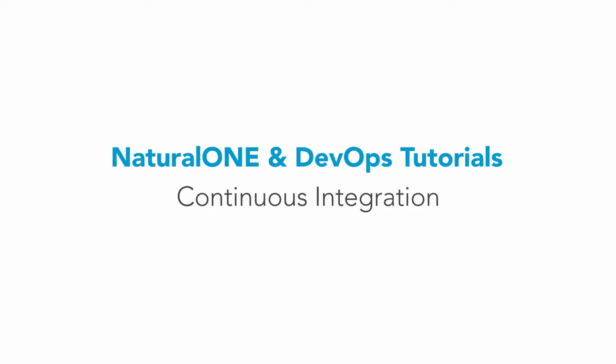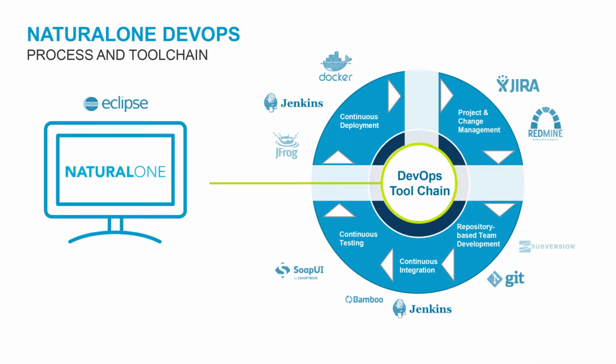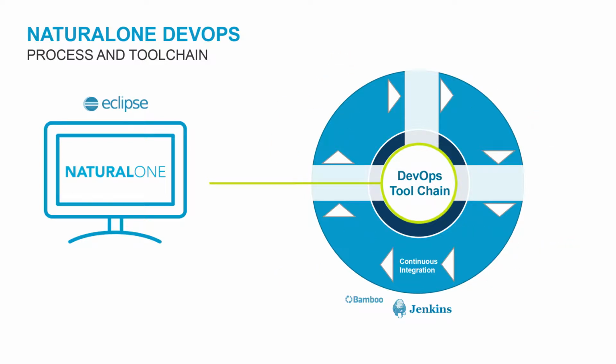The focus of this video will be continuous integration. This is an illustration of the Natural One DevOps process and toolchain. Continuous integration tools such as Jenkins ensure a successful application build and deployment. Let's take a more detailed look at this part of the process, especially as it relates to Natural One.